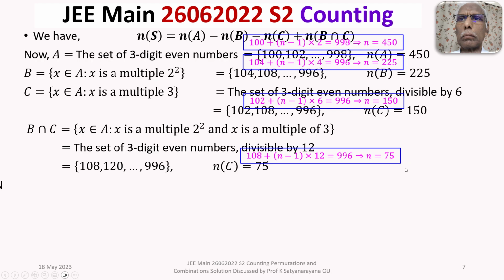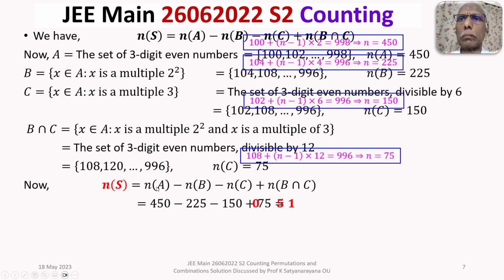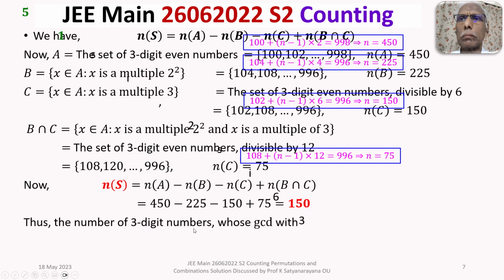So we got all these. Now we are ready to compute n of S. n of S is equal to n of A minus n of B minus n of C plus n of B intersection C. n of A is 450, n of B is 225, n of C is 150, plus n of B intersection C, that is 75. Now simplify, and you will get 150. Thus we got the number of 3-digit numbers whose GCD with 36 is 2. We got the answer as 150.